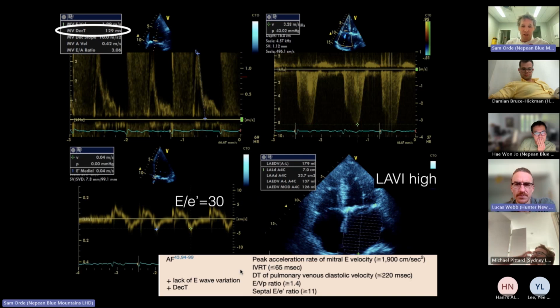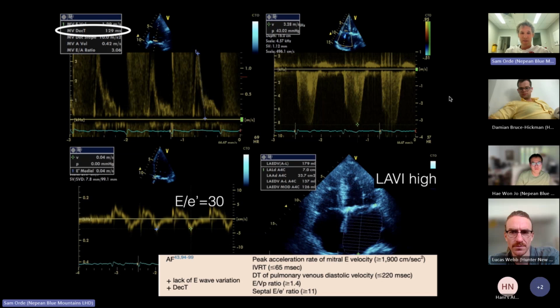And so using these other values can be useful, and particularly looking at the decel time, I like, and looking at the lack of variation in an E wave velocity. So those are the ones to look at when you're dealing with AF. And absolutely, I totally agree with you. This lady's got raised left atrial pressure. She needs to not have a lot more fluids and try to be giving her catecholamines instead.